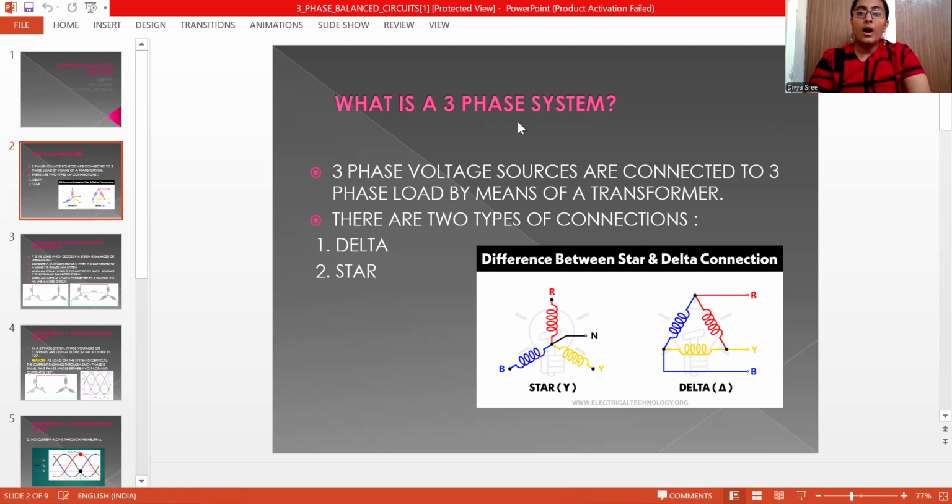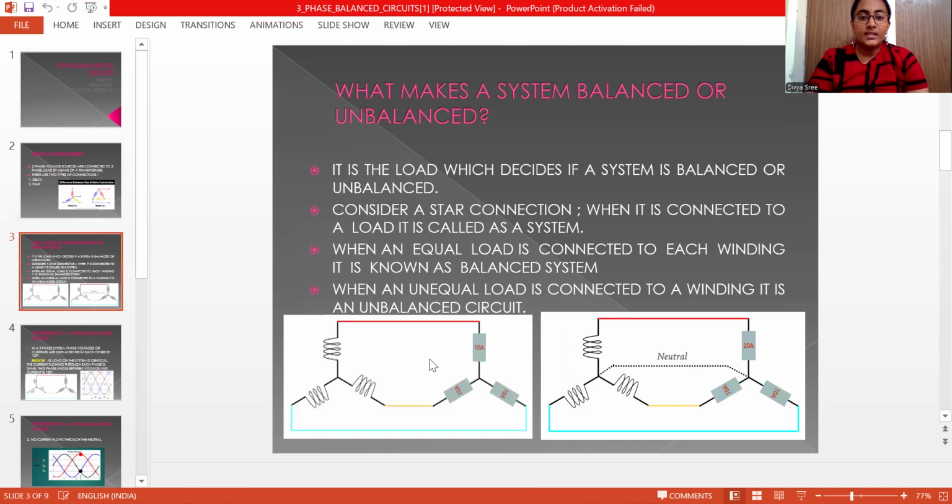Now, how do we differentiate if a system is balanced or unbalanced? What is the parameter of assessment? Let us first understand that. In this first diagram, the star connection, each winding is connected to a load, and we see that these are identical loads. That means the magnitudes of these loads are equal. This is termed a balanced circuit. Thus, when an equal load is connected to each winding, it is known as a balanced system.